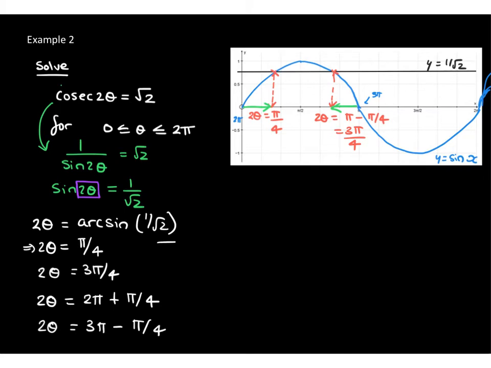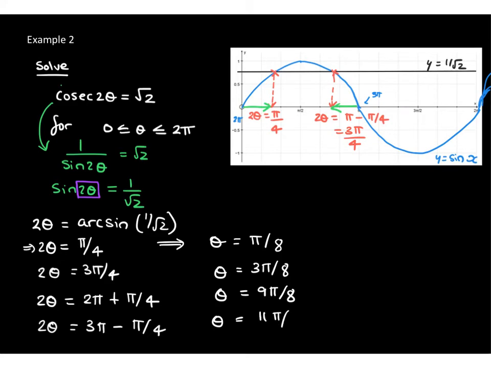Now, we must remember to divide by 2 to find all of our answers. So theta is equal to pi by 8, theta is equal to 3 pi by 8, and then theta is equal to 9 pi by 8, and theta is equal to 11 pi by 8. And here are our 4 answers.